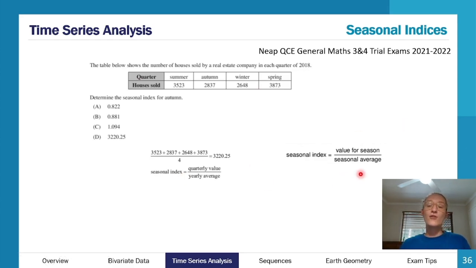So now that we've got our seasonal average, we can use our formula. Our seasonal index is equal to our quarterly value divided by our yearly average. You can see here we've substituted into our formula. Our quarterly value is this here, and then divided by our seasonal average is this here. So that gives us 0.881, which is our answer for B. So our guesses were in fact correct, and we rounded to 3 decimal places because that's what all of the options were. So it made the most sense.